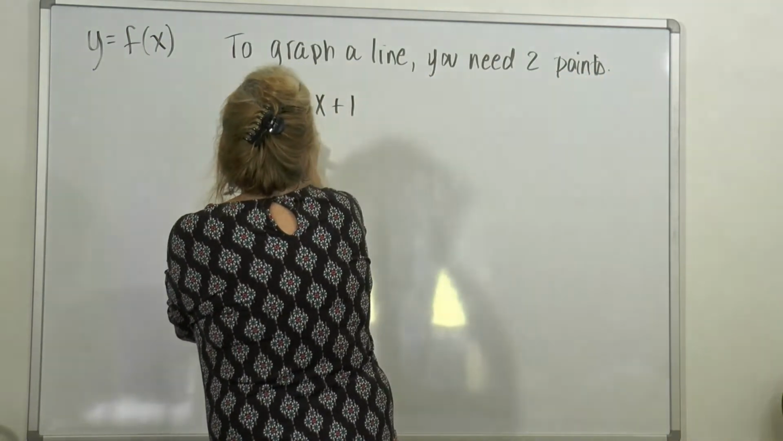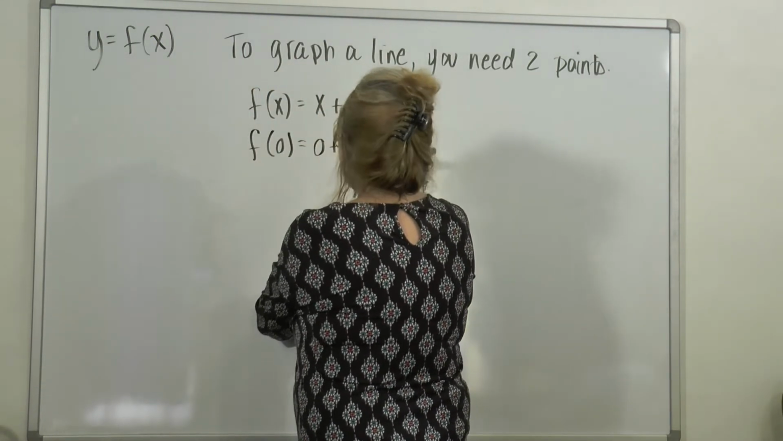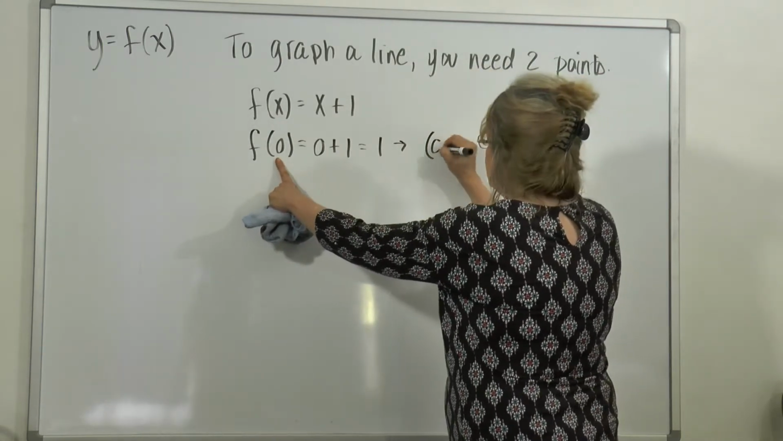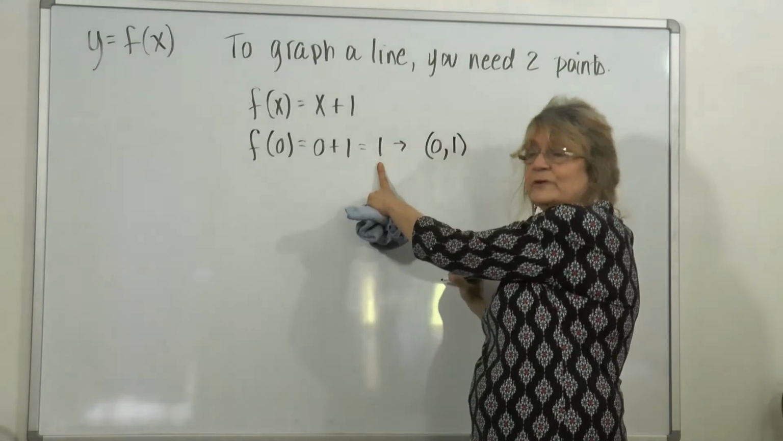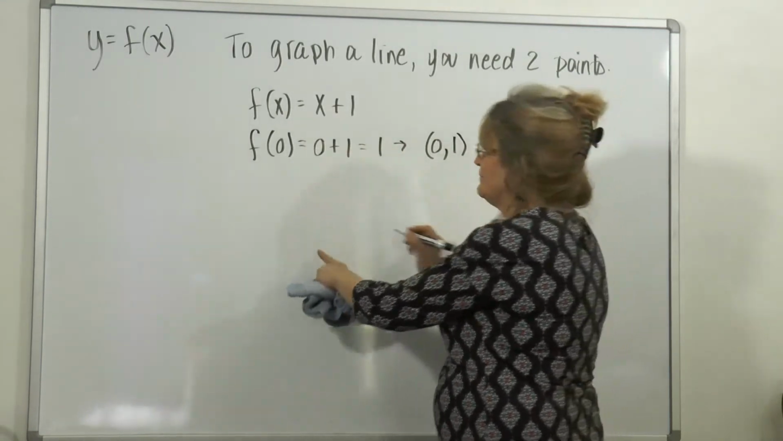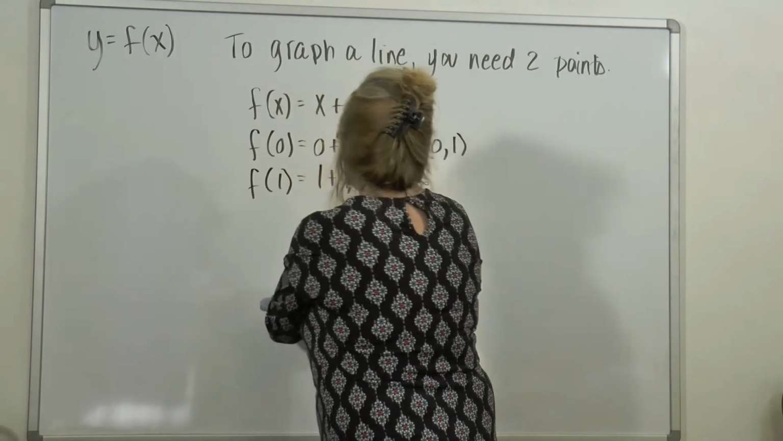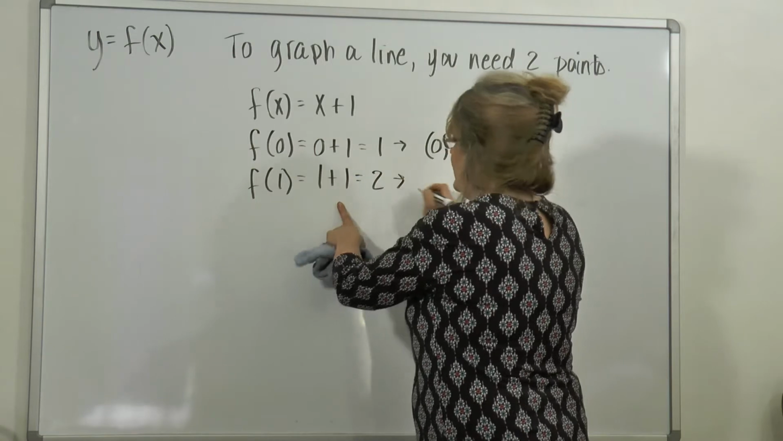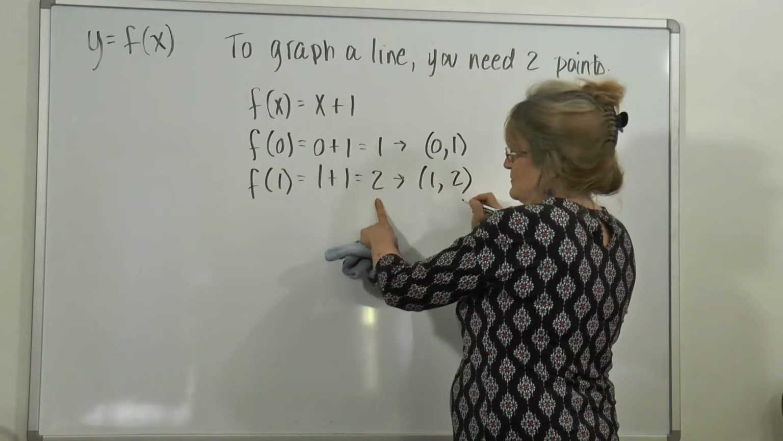So f of 0 is 0 plus 1, or 1. So that means the ordered pair 0, 1, what the whole thing equals, is a point on this line's graph. F of 1 will be 1 plus 1. Just put the 1 in for the x. That equals 2. That means when x is 1, y is 2.